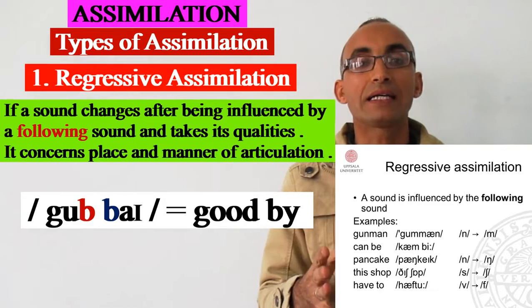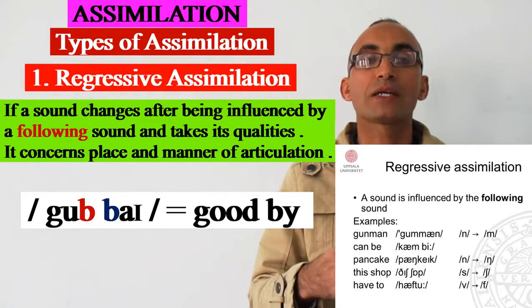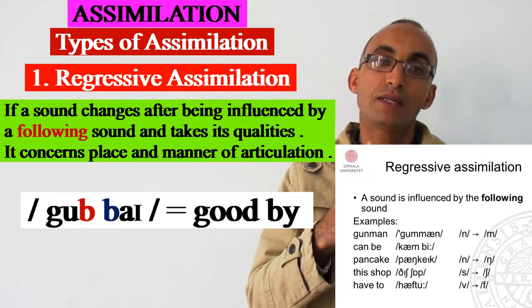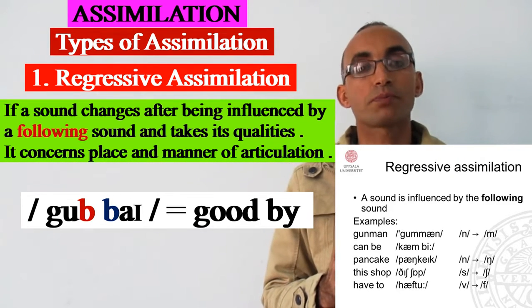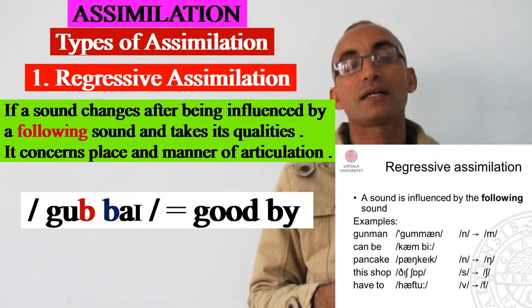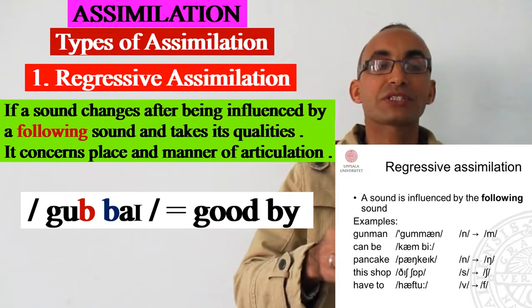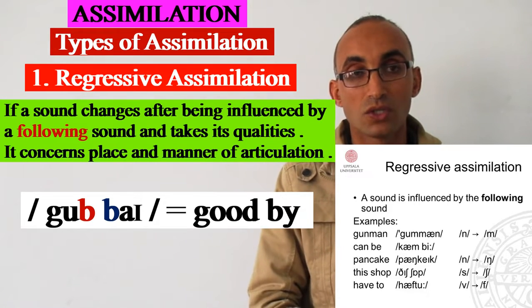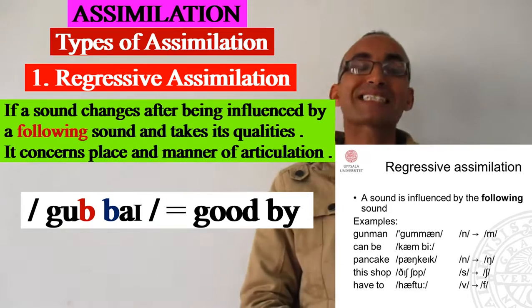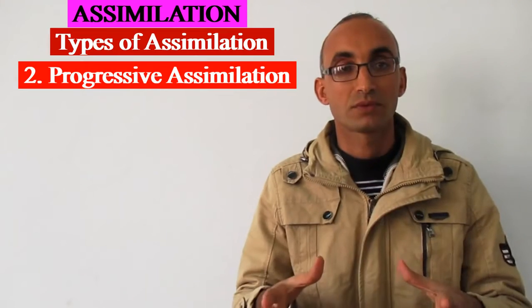We say "goodbye," with /b/ and /b/, two B's together. So the /d/ turns into /b/ after being influenced by the second /b/ at the beginning of the word "by." Also, the second type of assimilation is called progressive.